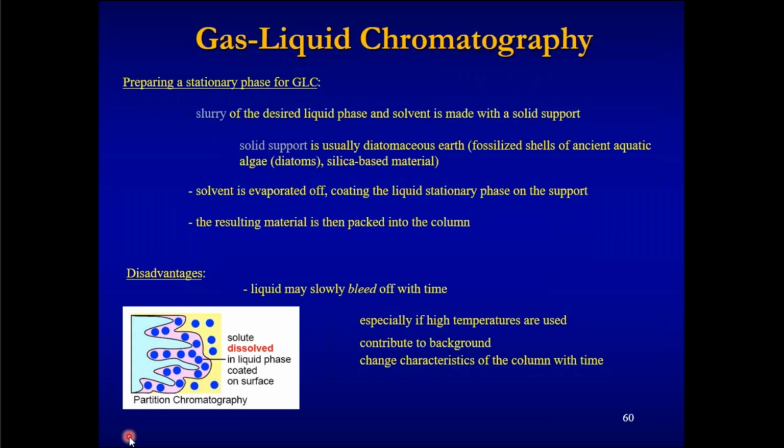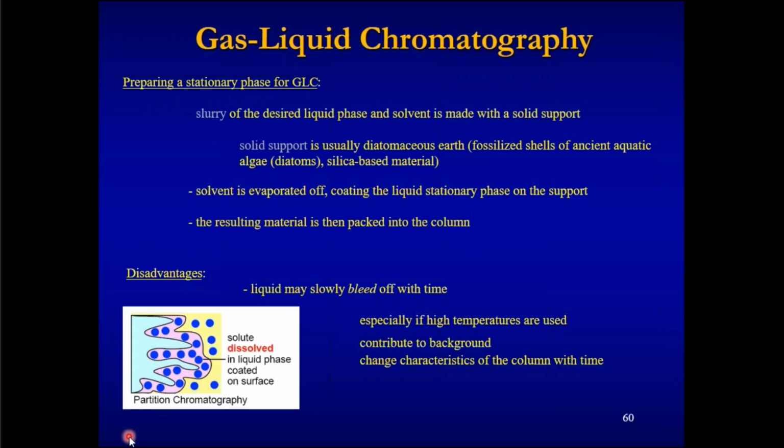The solid support is usually diatomaceous earth, which is the fossil cells of ancient aquatic algae or diatoms, or the solid support could be a silica-based material. Once the slurry is done, the solvent is evaporated off, coating the liquid stationary phase on the support. The resulting material is then packed into the column. This gives you a packed column in the GLC mode.